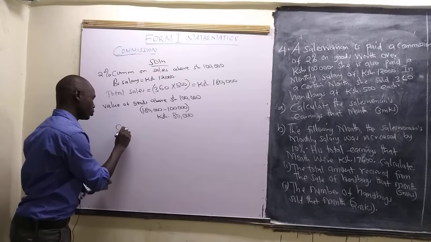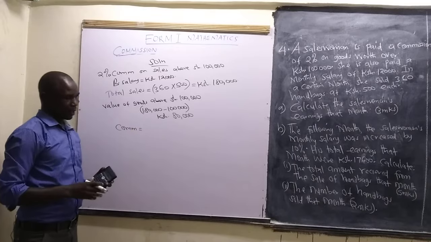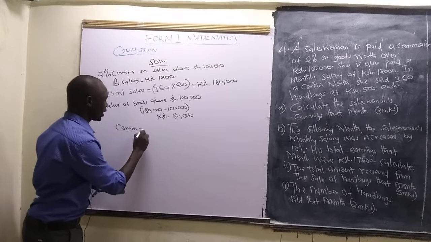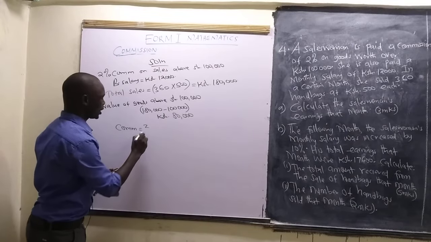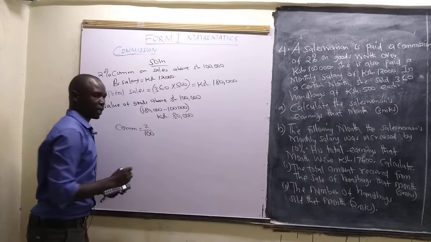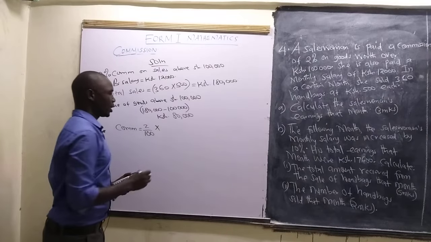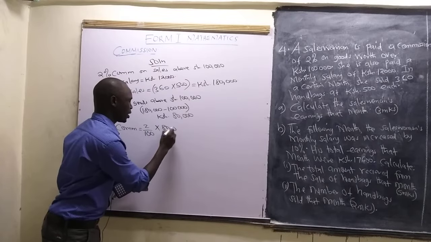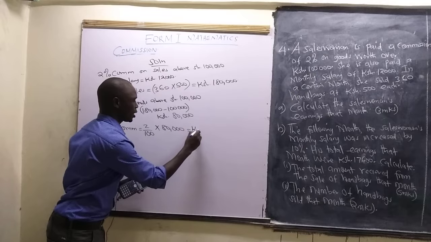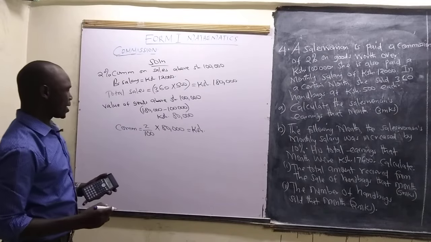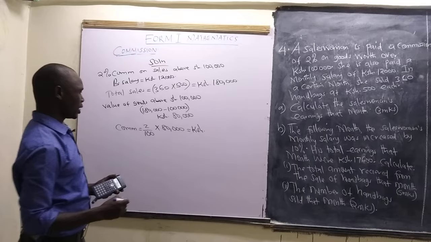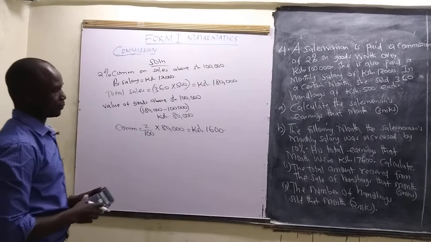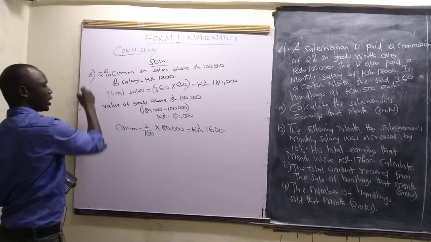From there we can calculate commission straight away. How do we calculate commission? Commission is given by the rate, which is 2%. 2% means 2 out of 100. We multiply by the value of the goods which are above, 80,000, and if you take 2% of 80,000, you get 1,600 Kenya shillings.